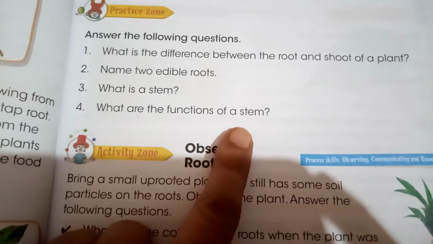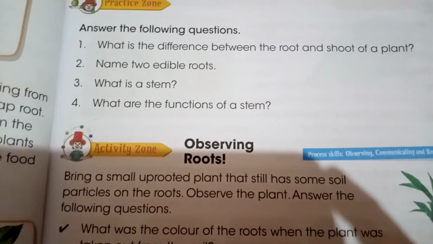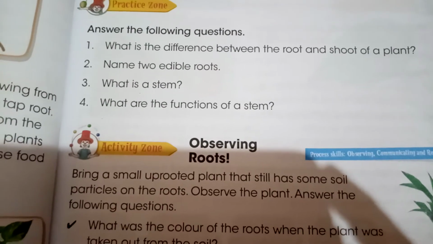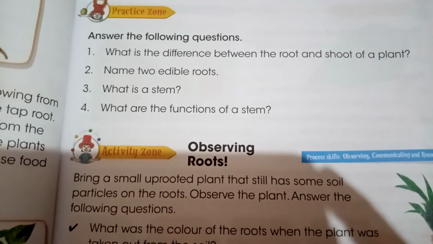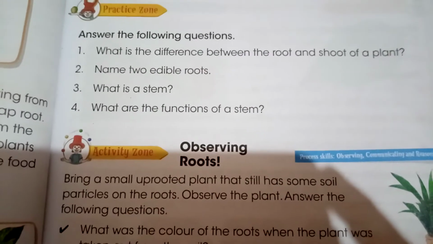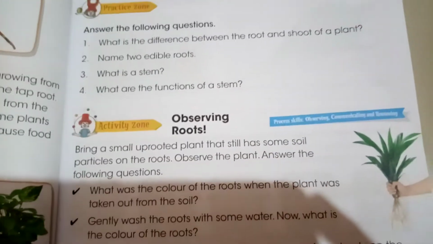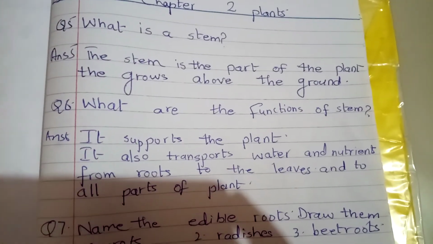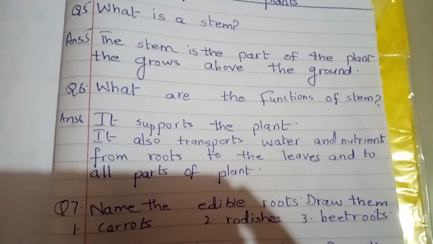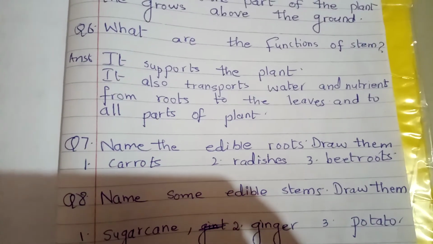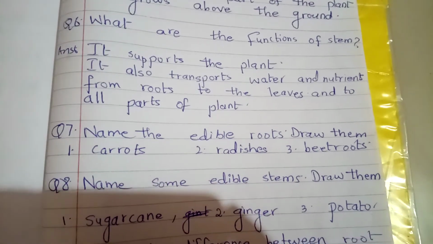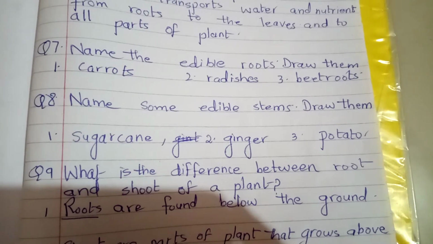Then what are the functions of the stem? There are two basic functions of the stem. One function is that it supports the plant, and secondly it transports the food that is made in the leaves to all parts of the plant. Then I gave you a few question answers that you have to note down in your copies, and that is what is a stem, the part of the plant that grows above the ground, and the functions of the stem: supporting the plant and transporting water and other nutrients to all parts of the plant. Then we discussed the edible roots.